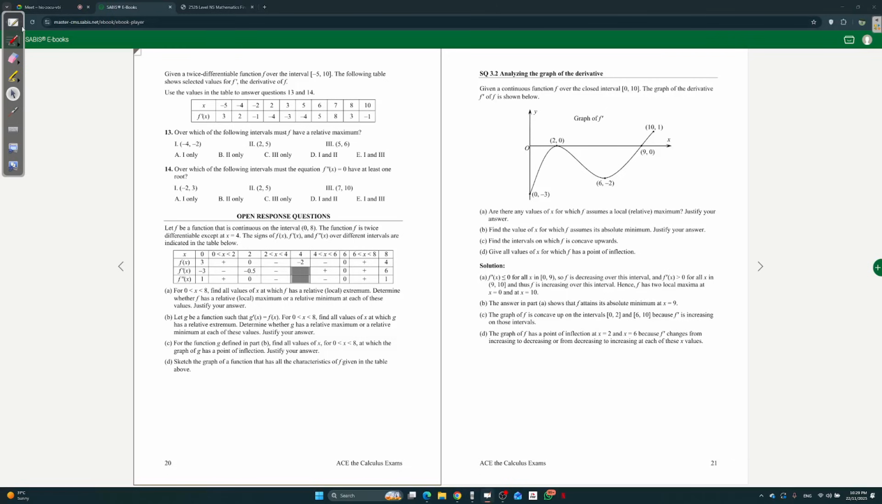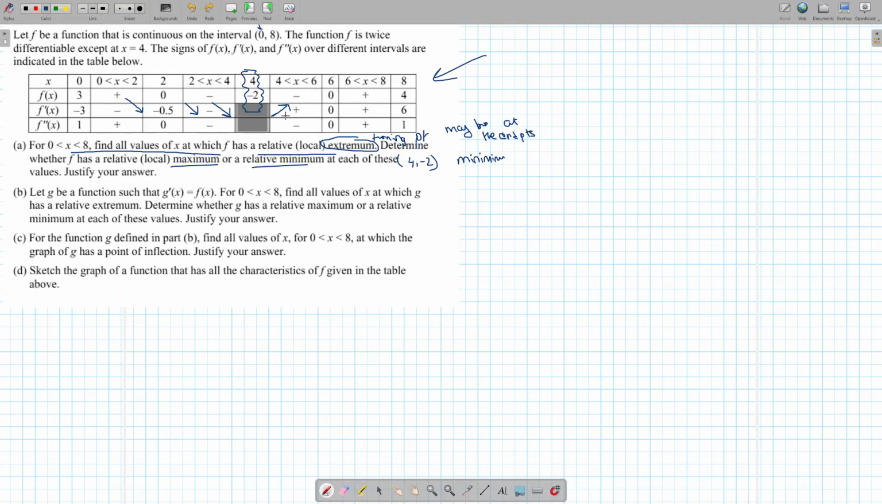So after that, is there anything else? After this it stays increasing. So this is the only turning point, and it's at 4. Part B. Let g be a function such that g prime of x is f of x. Find all values of x at which g has an extreme. Determine whether g has a relative maximum or a relative minimum at each of these values.